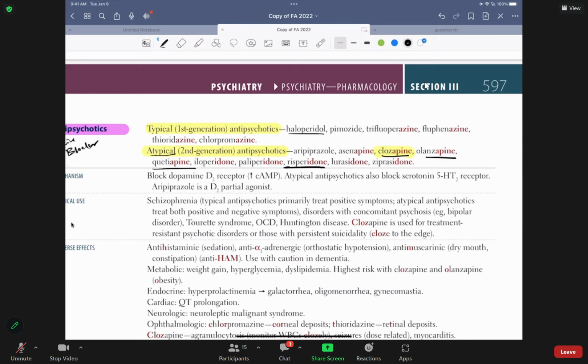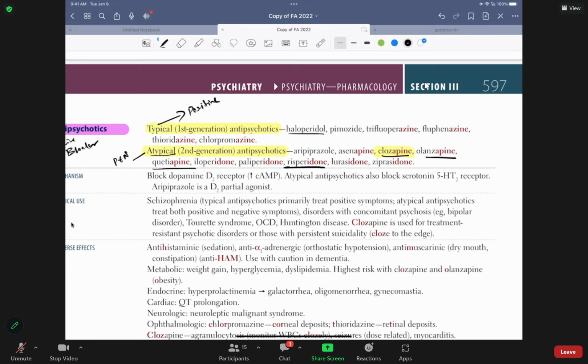So what is the difference between typical and atypical? Typical only works on the positive symptoms, which means it cures the positive symptoms of schizophrenia, but the patient still will have the negative symptoms. Is everybody clear, folks? Whereas atypical works on positive and negative. So which one is better? Atypical is better, folks, because it cures both positive and negative.